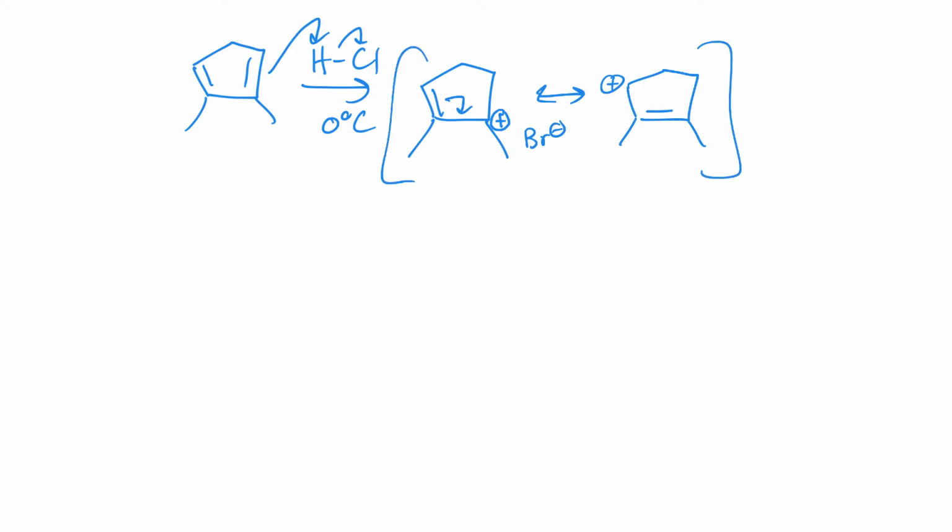And so again, low temperatures tell us we're going to form the kinetic product. We're not going to undergo this resonance. So we should immediately attack that newly formed cation before it undergoes resonance to produce this product here. And so that's going to be the slightly less stable alkene. This is the kinetic product.